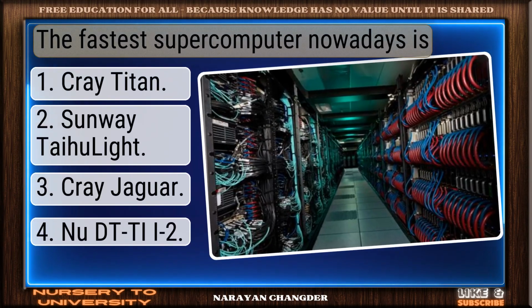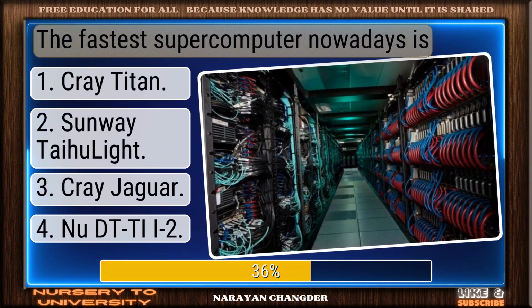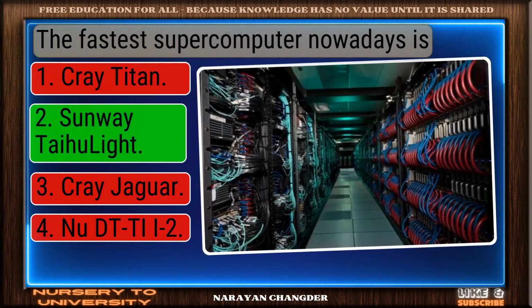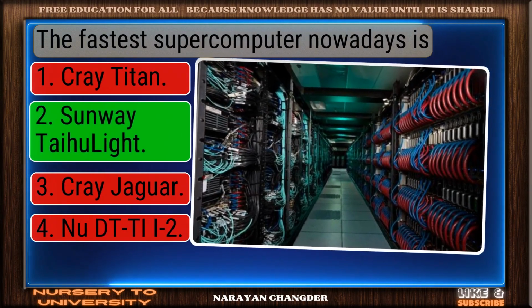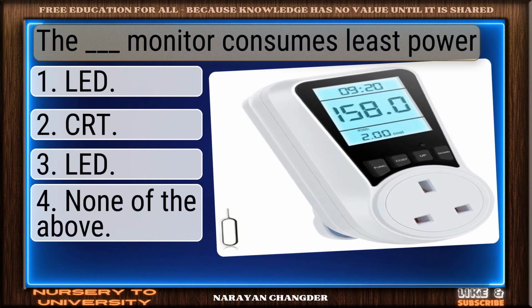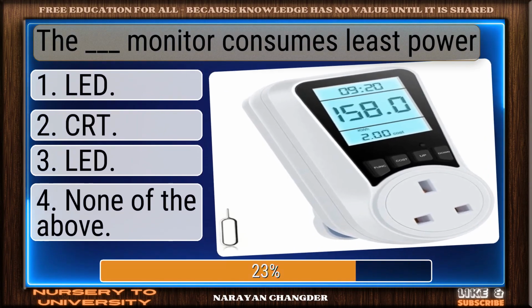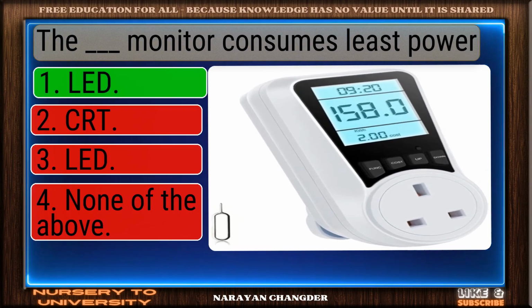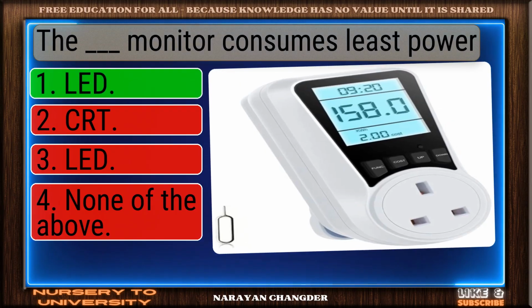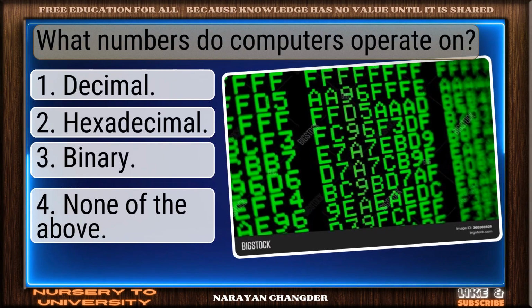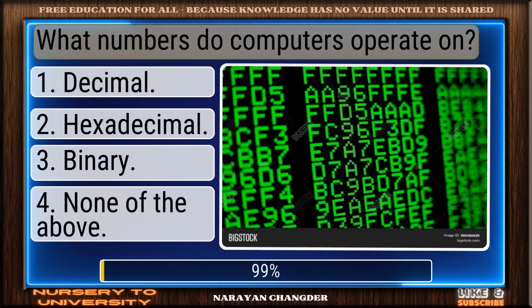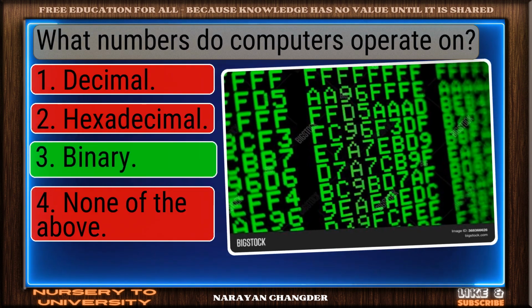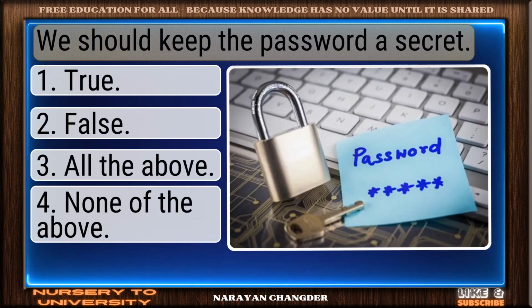The fastest supercomputer nowadays is. Great job. Sunway Taihu is accurate. The dash monitor consumes least power. Nice work. LED fits perfectly. What numbers do computers operate on? Smart pick. Binary is correct.